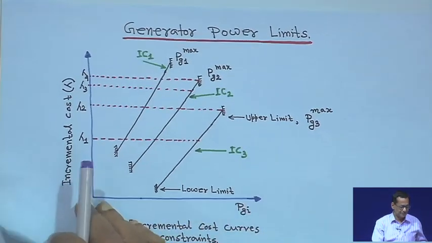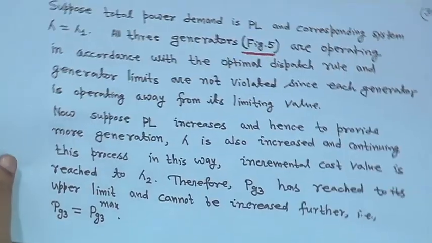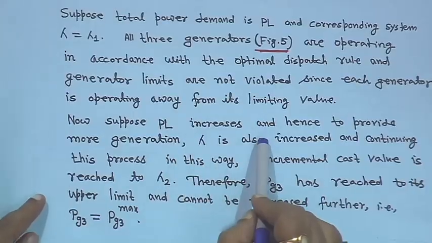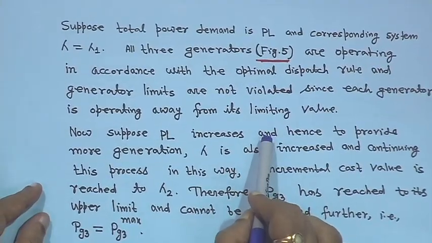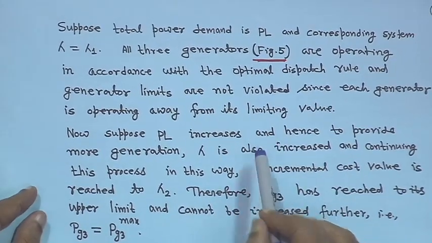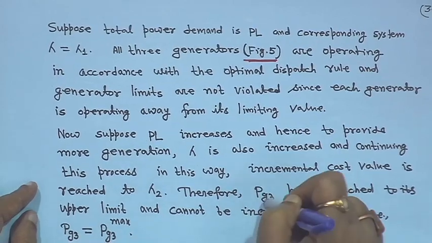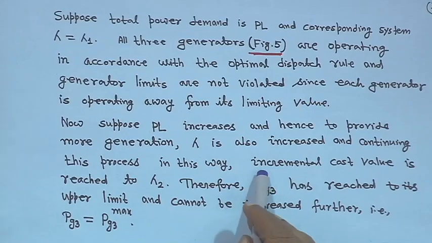That is why this is figure 5. Whatever I have said, all these things have been explained here, so I am not repeating this. Whatever I have said, you might have understood. If you want, you can read it once again. This is what I have written here, but I have explained everything.